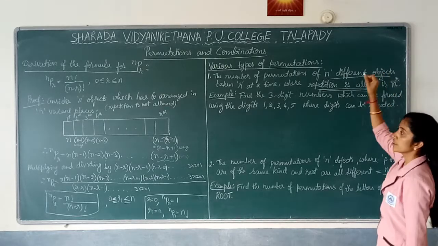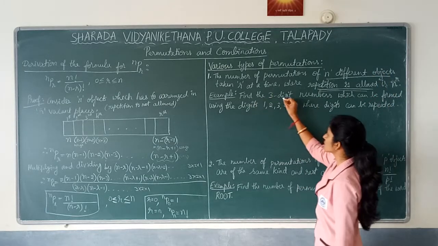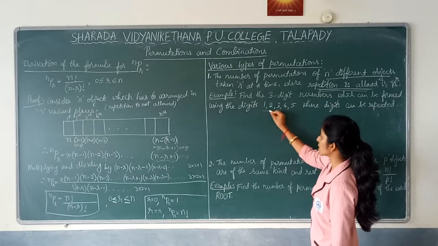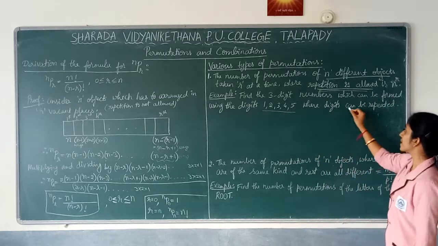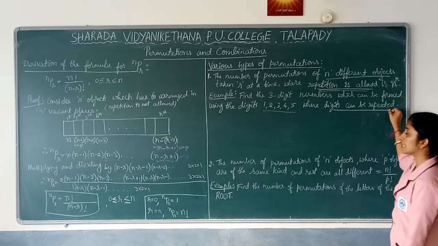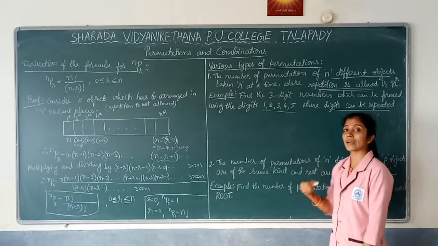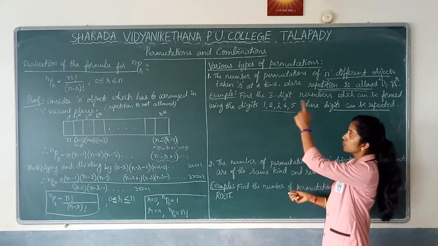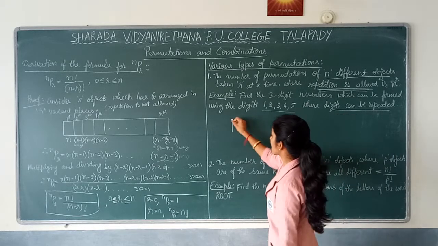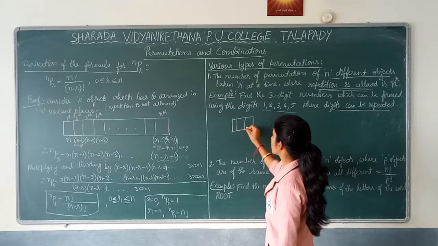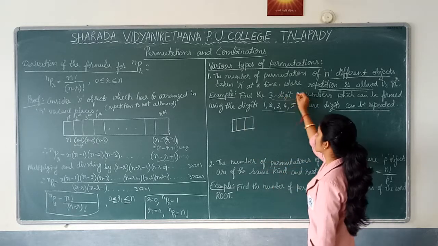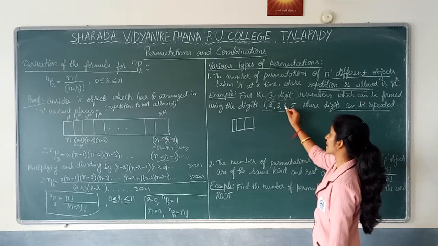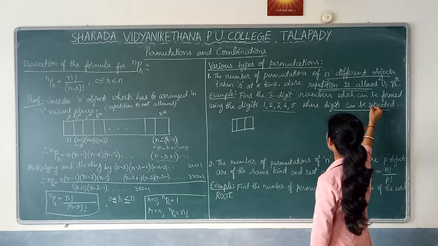For example, find the 3-digit numbers which can be formed using the digits 1, 2, 3, 4, 5, where digits can be repeated. This you can solve by FPC, the fundamental principle of counting, or you can use this method. There are 3 vacant places, isn't it? We have to find a 3-digit number, so 3 vacant places, and in total how many digits are there? 5 digits are there, and these can be repeated.